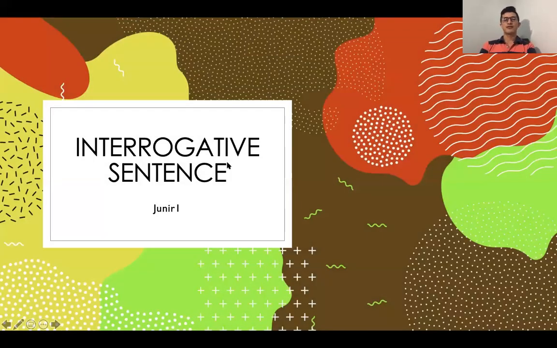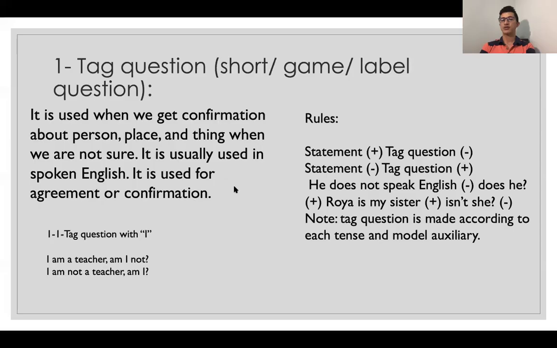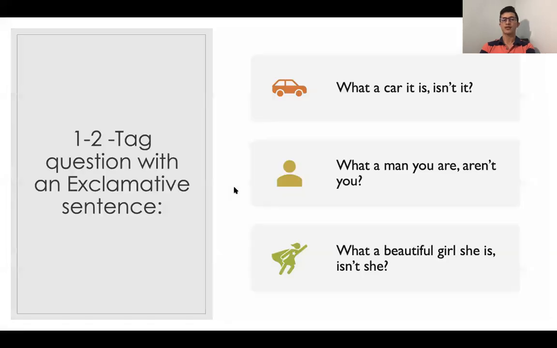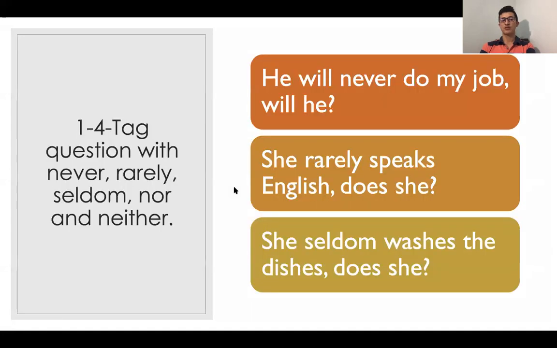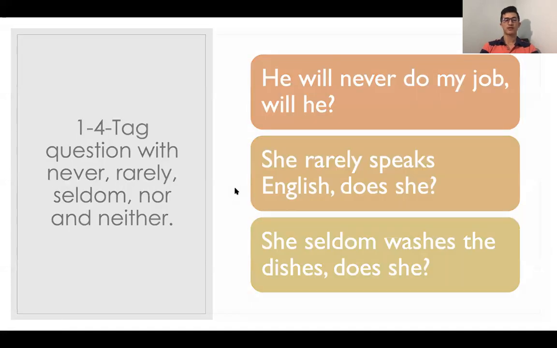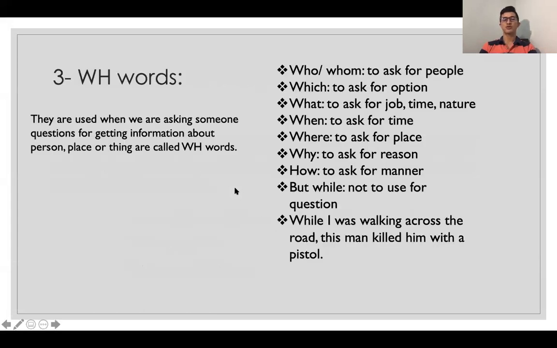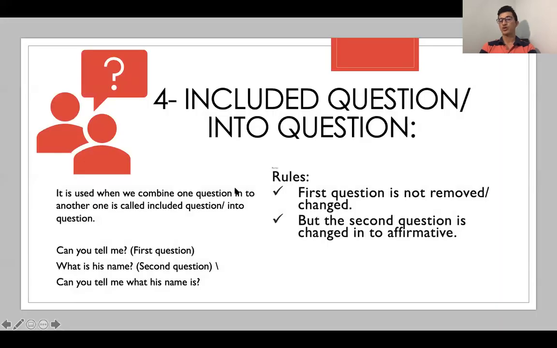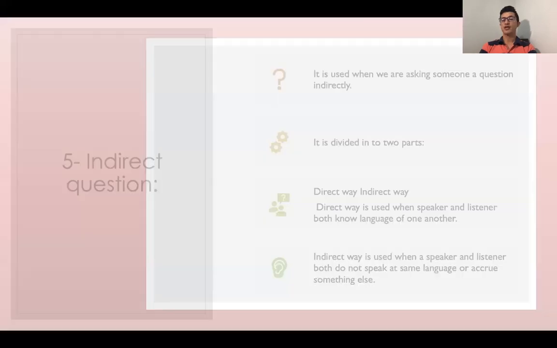Okay, so we studied different types of interrogative sentences. The first one was tag question. The second one was reinforcement tag question. So it's different types of tag questions. And also the third type of interrogative sentence was with WH words. The fourth one was about included question or embedded question. And the other type is the indirect question.